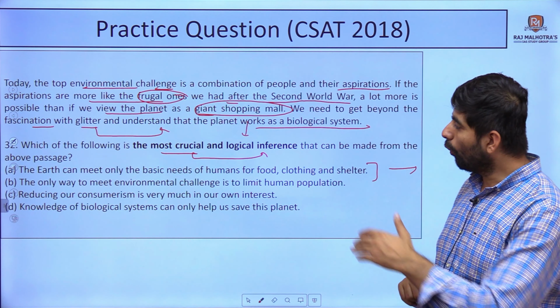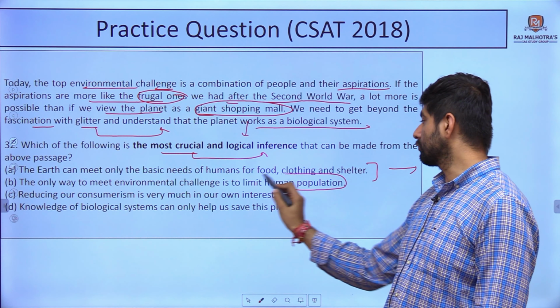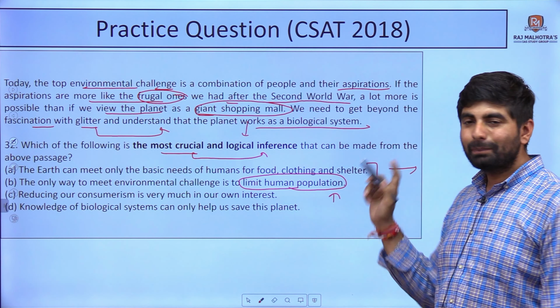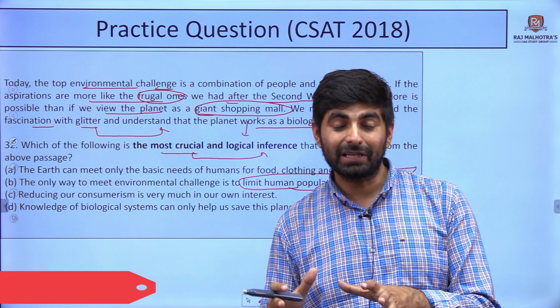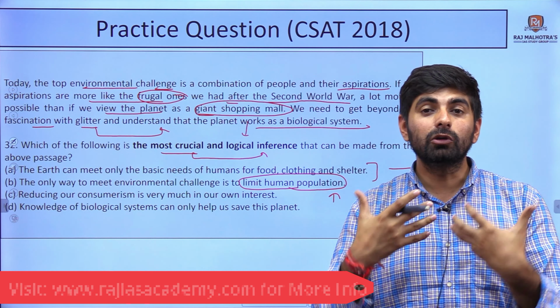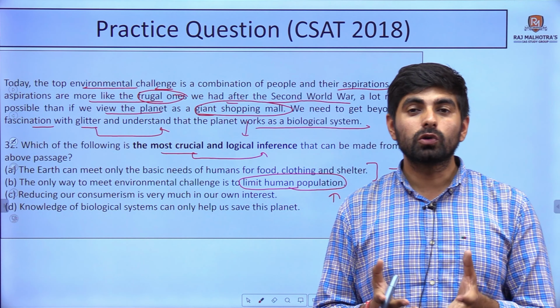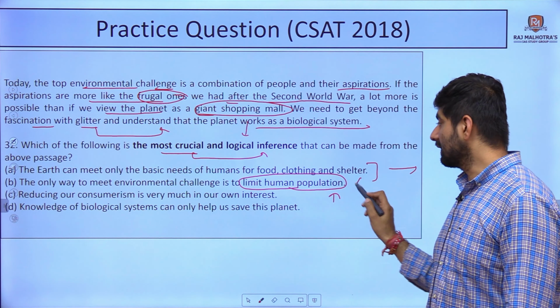Now second option, the only way to meet environmental challenge is to limit human population. Now in that whole passage, we haven't mentioned that we have to limit the human population to some extent or completely. So we are not going to choose this as our answer.